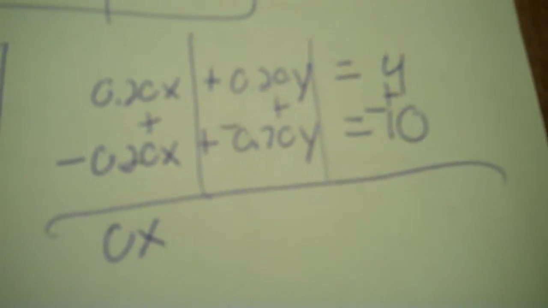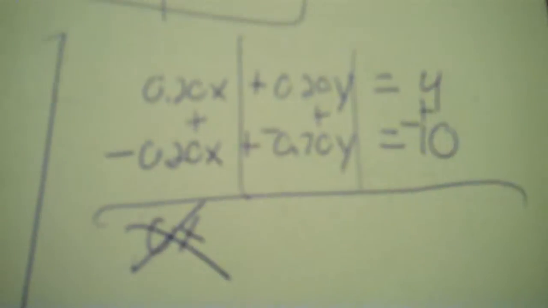The 0.20x cancels with negative 0.20x, but then that has to go negative, that goes negative. So when you add, you have to add with the negative. So I take 0.20 plus negative 0.70, I got negative 0.5. Then we take 4 plus negative 10. That's negative 6.